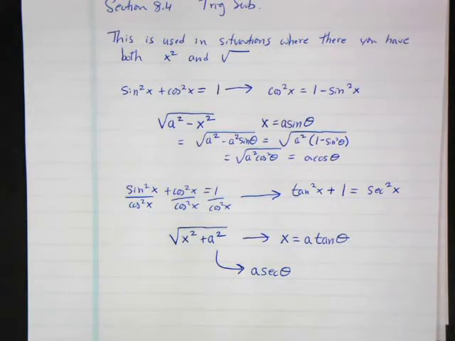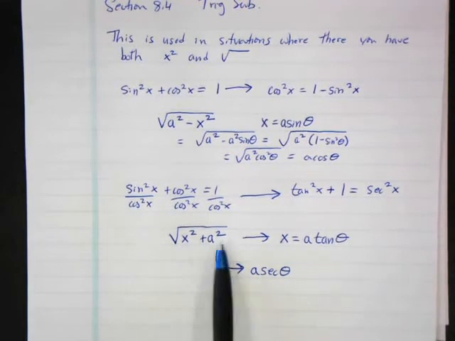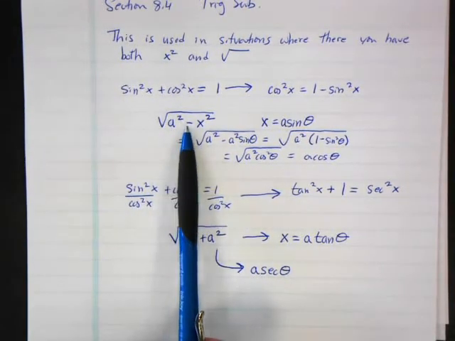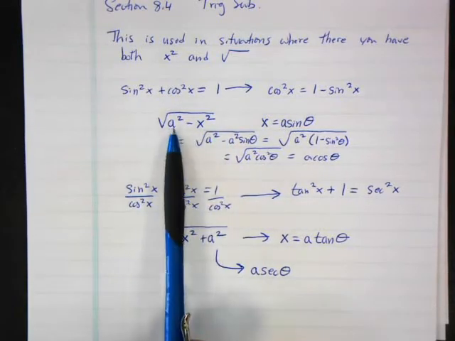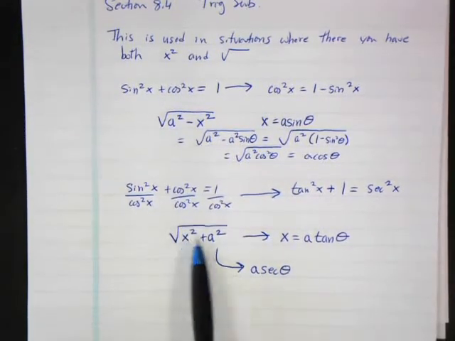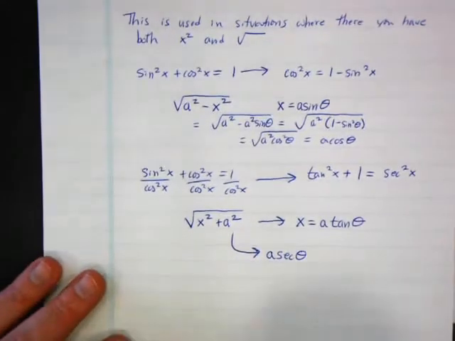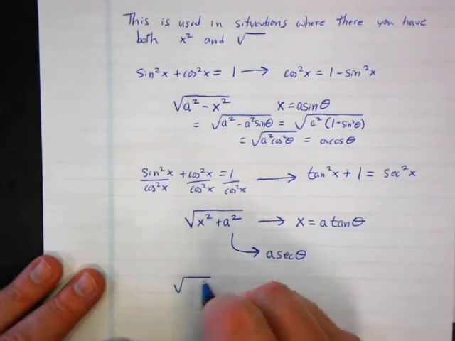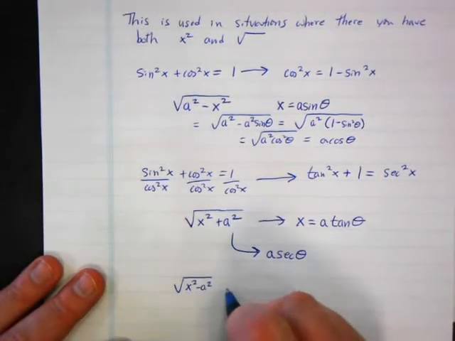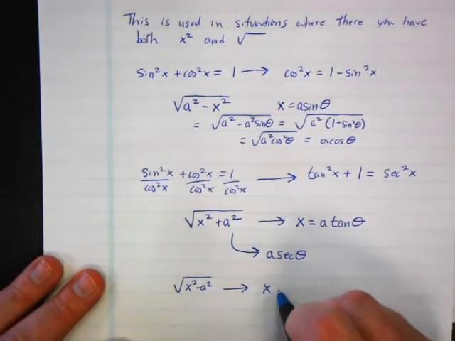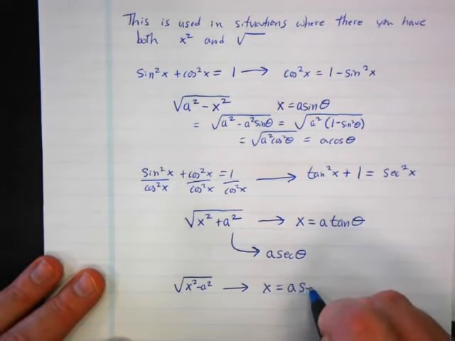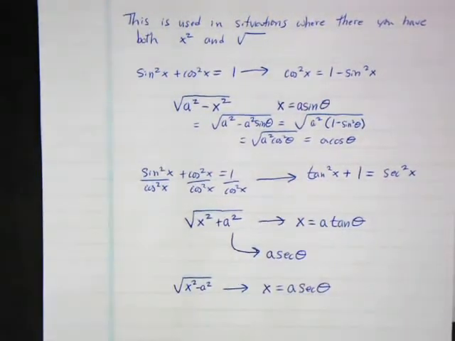So, the third possibility. There are basically three possibilities. We could have a squared minus x squared. We could have x squared plus a squared, which of course is the same as a squared plus x squared. I could switch the order. What's the third possibility? X squared minus a squared. If you have x squared minus a squared, you're going to let x equal a secant theta.